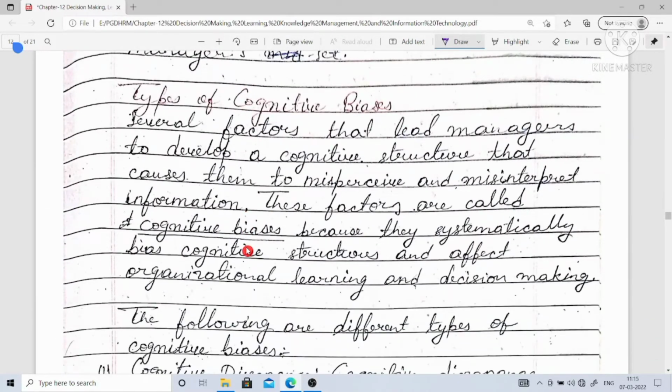So, types of cognitive biases. Whenever managers make any decision, their decisions are influenced by many factors. So here, different types of cognitive bias. What are the different factors which influence the way managers interpret the problem and find the solution? Here they are given as biases, meaning types of cognitive biases.